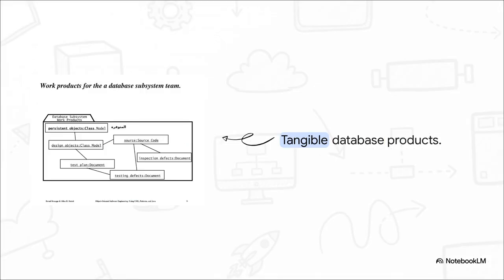To really ground these abstract UML boxes in the real world, let's look at what those work products actually are for, say, a database subsystem team. We aren't talking about vague feelings of progress here. We're talking concrete deliverables. The class model for persistent objects, the actual raw source code, highly detailed test plans, even the inspection defects document. Every single task a developer takes on has to output a tangible artifact just like these to prove the project is actually advancing.